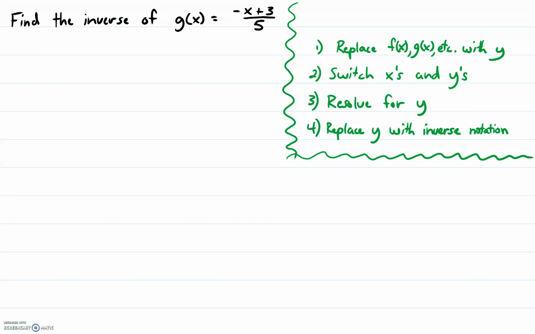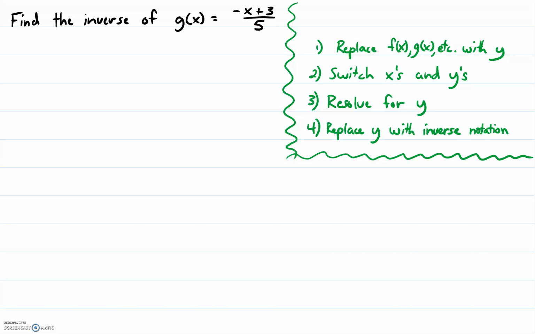In this video, we're going to talk about how to find the inverse of a function. Specifically, we're asked to find the inverse of g of x is equal to negative x plus 3, all over 5. Now you can see on the right-hand side of the screen, I have written in green the 4 steps to finding the inverse of any function.